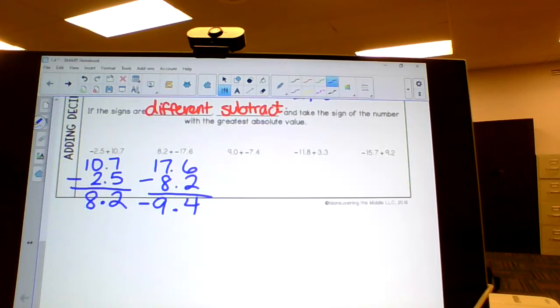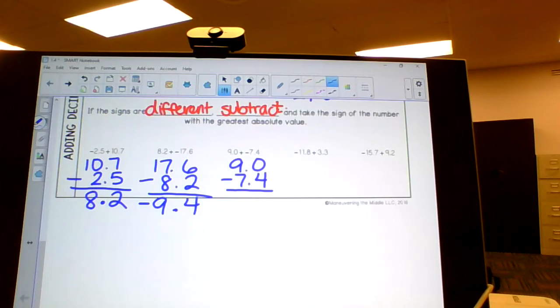Alright, this one, 9.0 plus negative 7.4. They're different signs. One's positive, one's negative. Different sign, subtract. So the bigger one minus the smaller one. Ooh, 0 minus 4. You have to borrow from the 9. You have to borrow from the 9, okay?